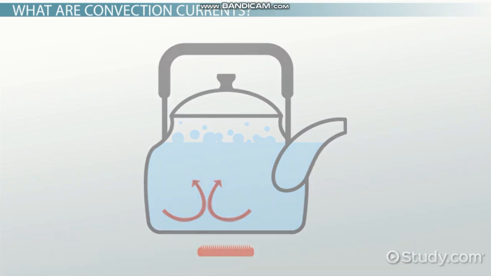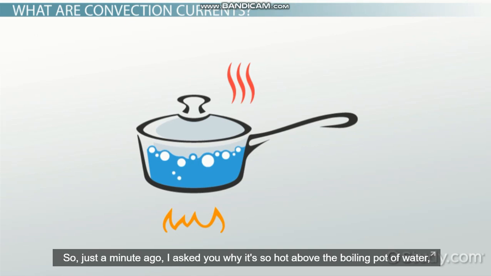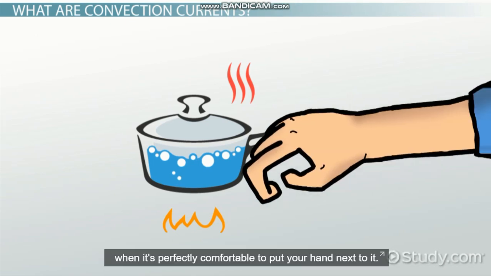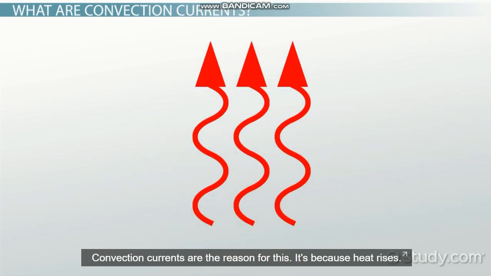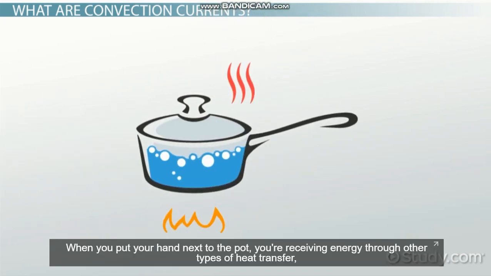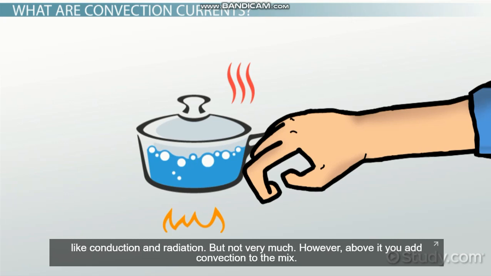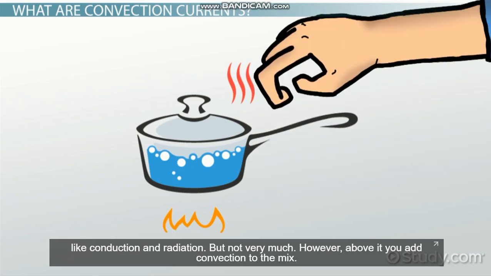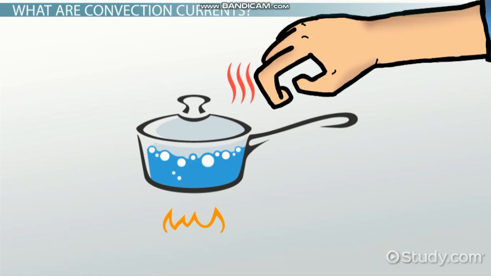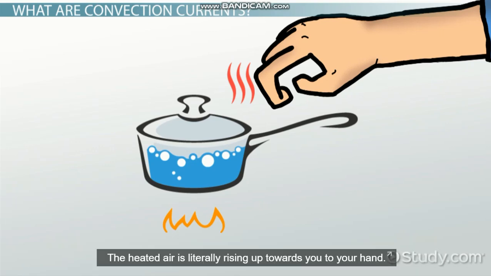bottom of the kettle. So just a minute ago, I asked you why it's so hot above the boiling pot of water when it's perfectly comfortable to put your hand next to it. Convection currents are the reason for this. It's because heat rises. When you put your hand next to the pot, you're receiving energy through other types of heat transfer, like conduction and radiation, but not very much. However, above it, you add convection into the mix. The heated air is literally rising up towards you to reach your hand.